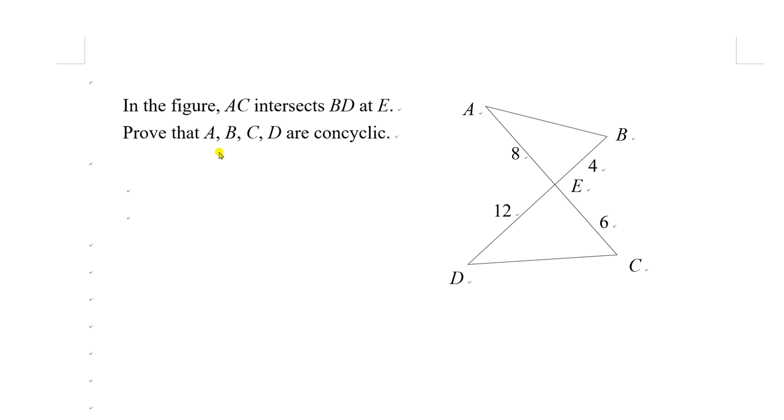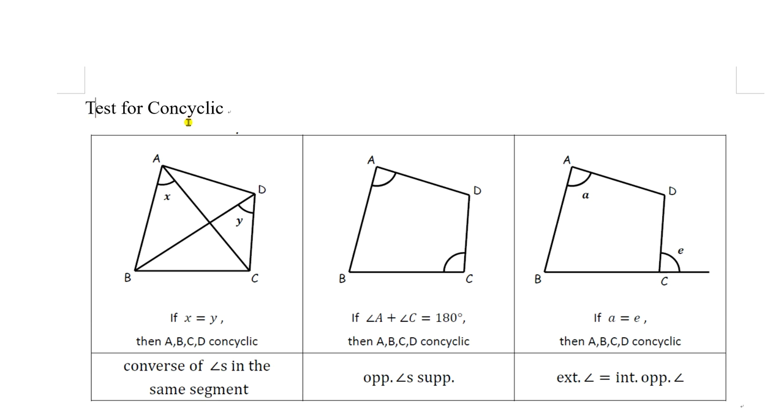So if you need to prove that all these 4 points are actually lying on a single circle, you need to satisfy some condition. Basically, there are 3 conditions. If you satisfy any one of them, then you can say these 4 points A, B, C, D are concyclic. The first one is, if you find that x equals y, then you can conclude that A, B, C, D are concyclic. The reference is converse of angles in the same segment.